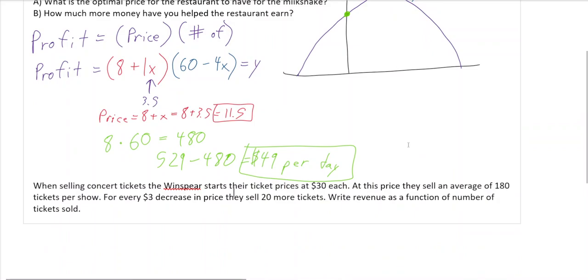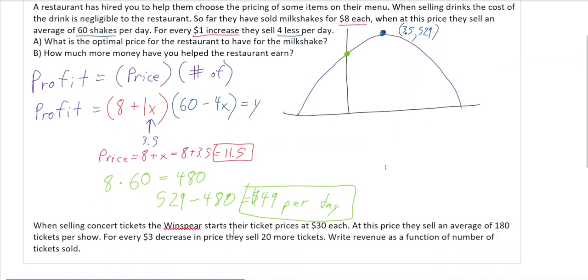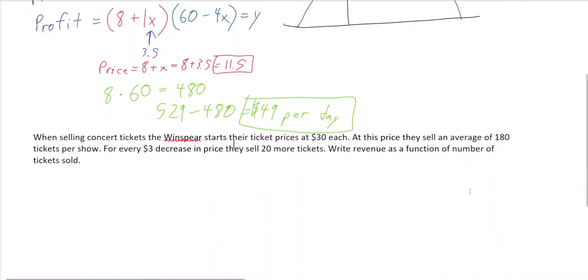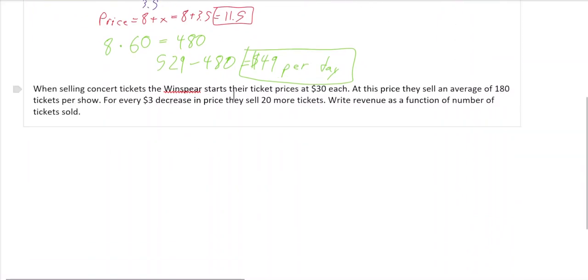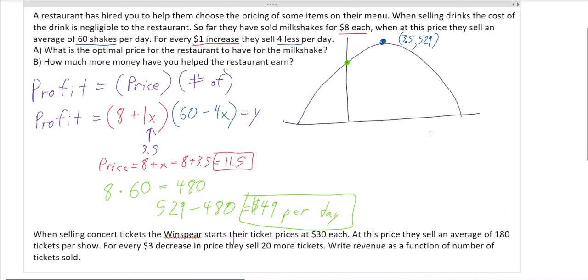All right. When you're selling concert tickets, the Winspear starts their ticket prices at $30 each. At this price, they sell an average of 180 tickets per show. For every $3 decrease in price, they sell 20 more tickets. Write revenue as a function of number of tickets sold. So this is a very similar question. I highly recommend you pause the video now and try it yourself.